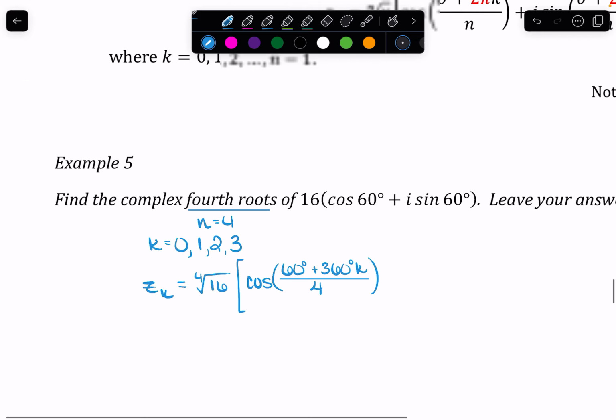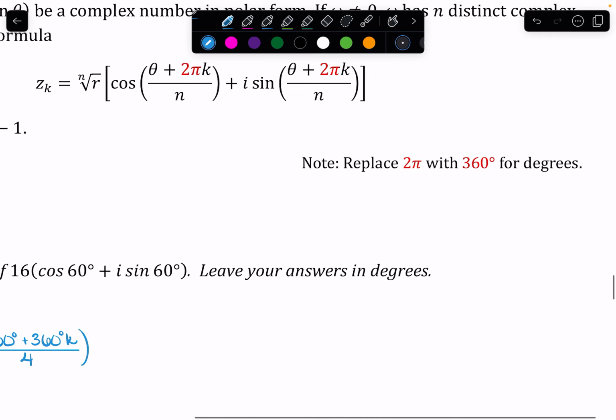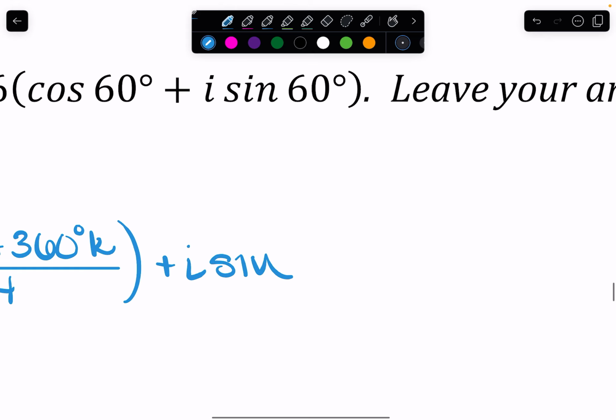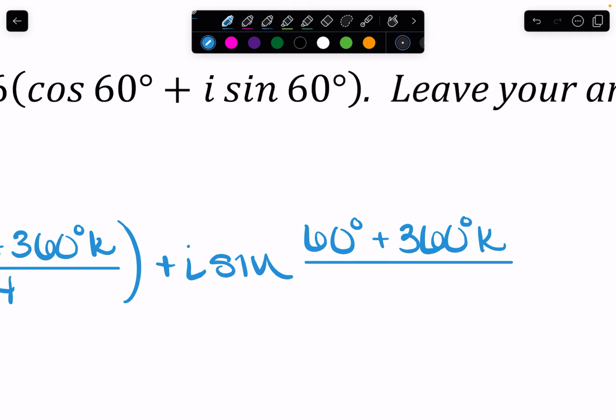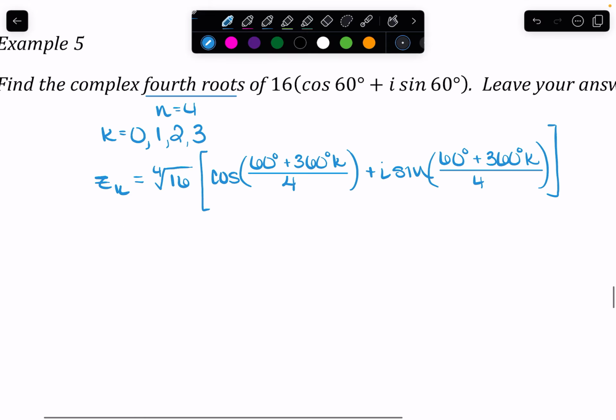In the formula above in your notes, I put 2 pi, but there is that note: if we're in degrees, replace 2 pi with 360. And then plus i times the sine of that same 60 degrees plus 360 degrees times k over 4. Nitpicky in the calculation, but this is what we're going to be going through. We're doing k equals 0, 1, 2, and 3. A whole lot of plugging in here.